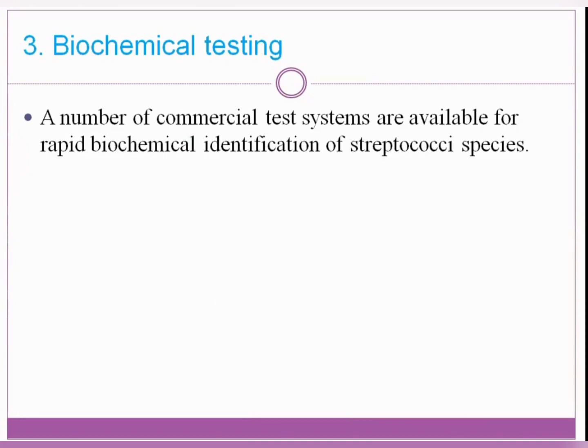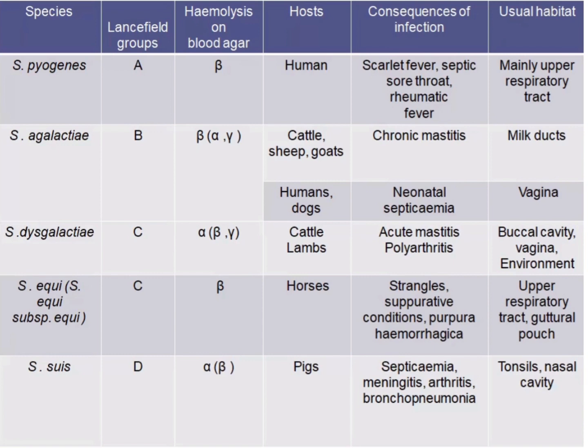Next one is the biochemical testing. A number of commercial test systems are available for the rapid biochemical identification of Streptococcus species. Many biochemical test kits are available for the differentiation of the different Streptococcus species, just like catalase, oxidase, and many more biochemical test kits are available commercially for the identification or differentiation of the streptococci species.